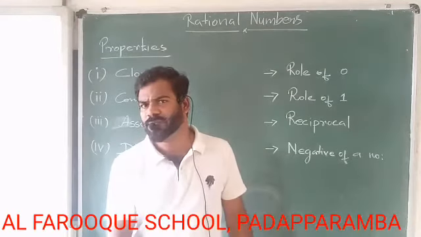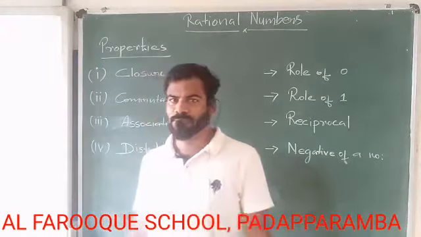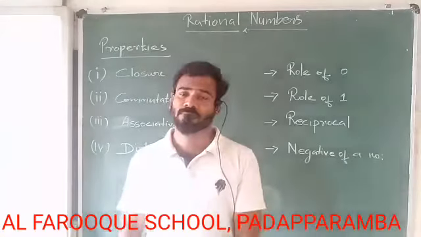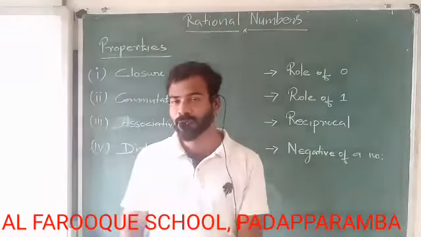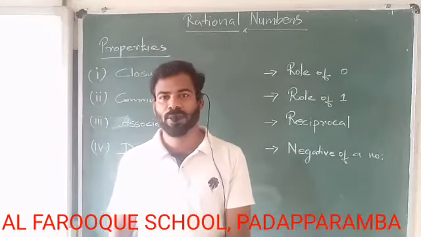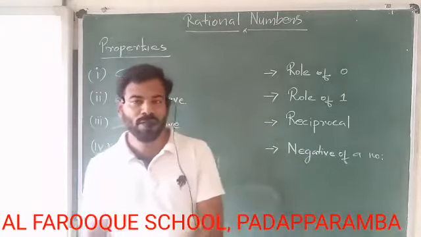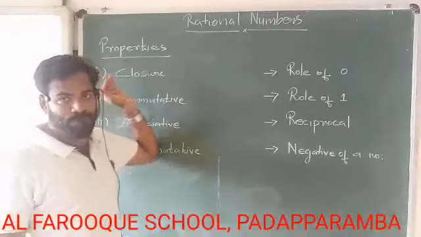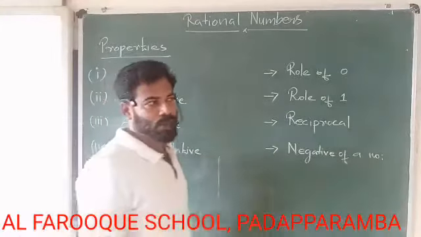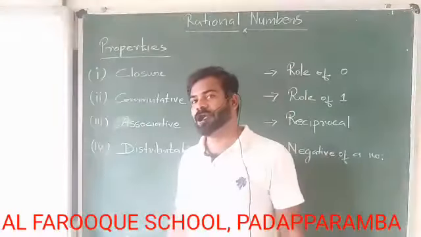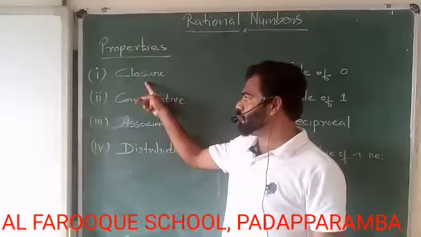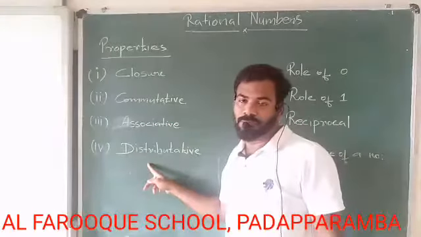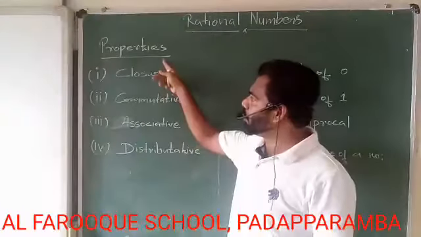We are discussing the chapter Rational Numbers. Through this chapter, we already discussed addition, subtraction, multiplication and division of rational numbers. Today we are going to discuss the properties of rational numbers. We have to check 4 properties. Which are they? Look at the board. Closure property, commutative property, associative property and distributive property. These are the 4 properties.